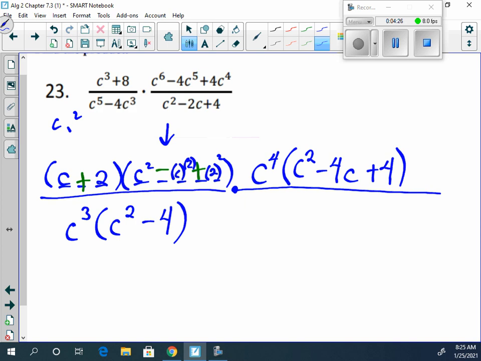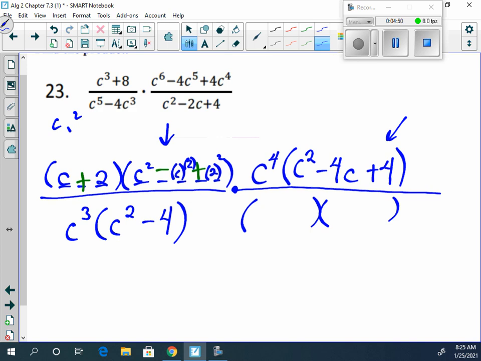Well, again, this c squared minus 4c plus 4 here most likely is going to be factorable. Now let's look at the last spot. C squared minus 2c plus 4. So we need to see if this thing is factorable.